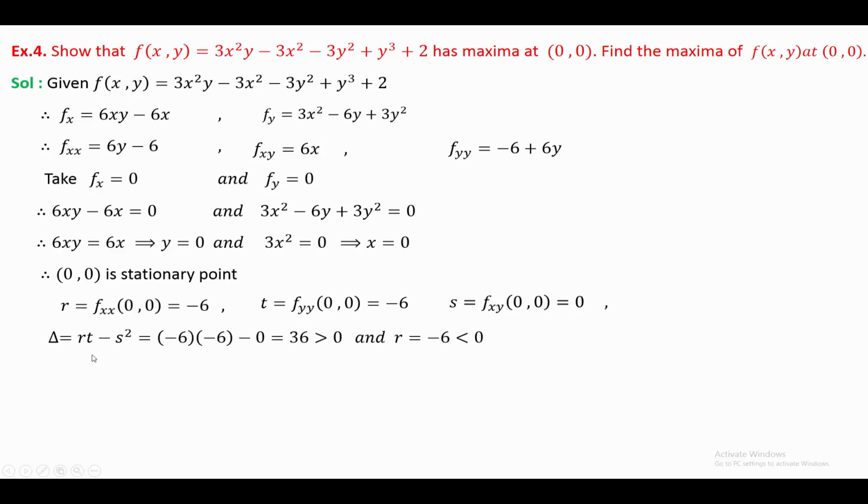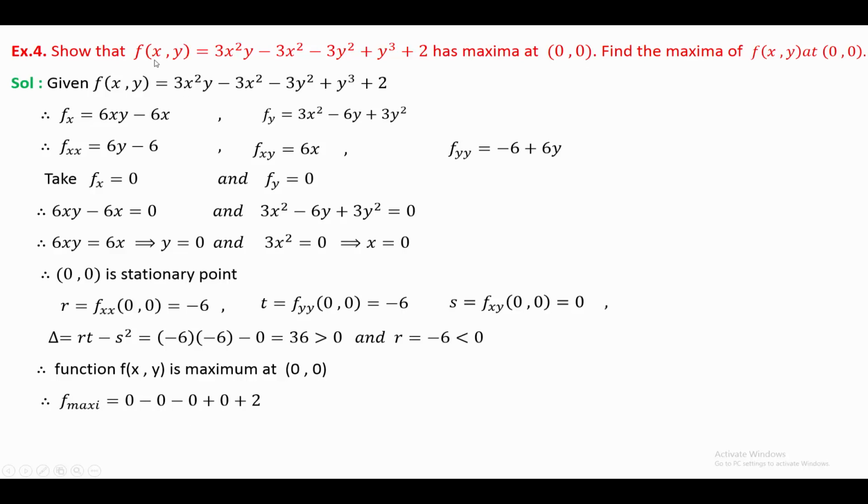Now delta equal to rt minus s square. R is -6, t is -6 and s is 0. So this is equal to plus 36. 36 value is greater than 0 and value of r is -6 and this is less than 0. Delta positive, r negative, so function is maximum at point (0, 0).